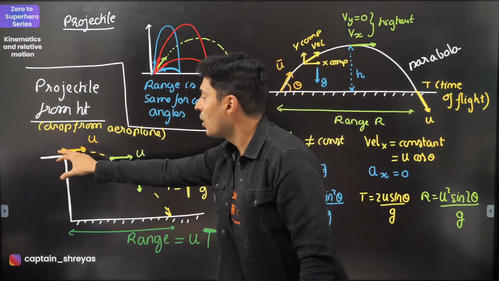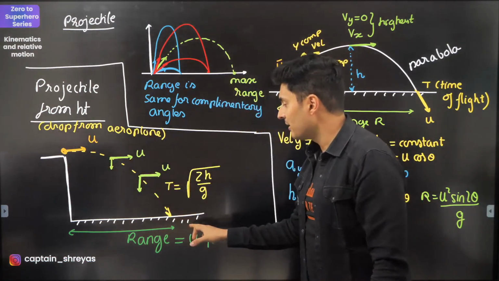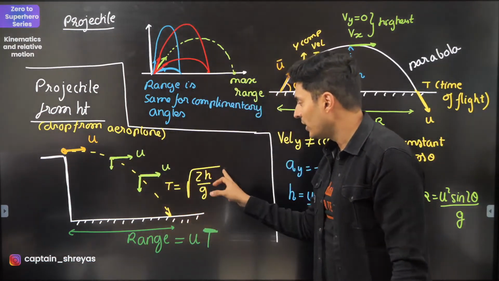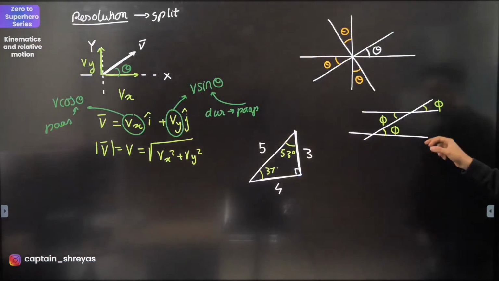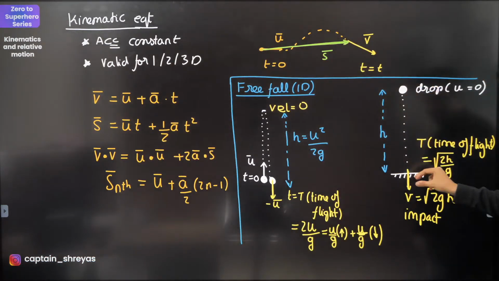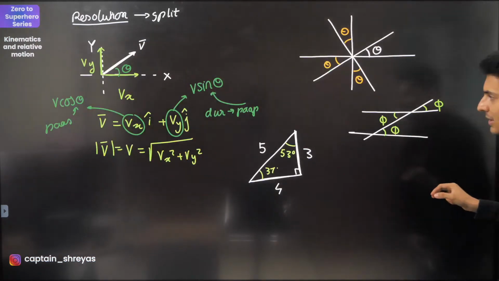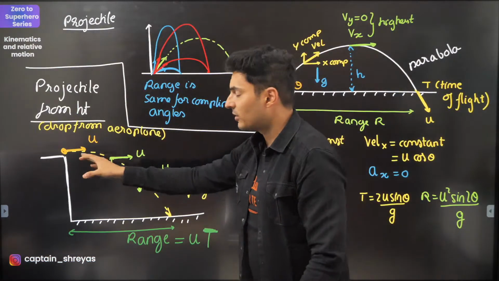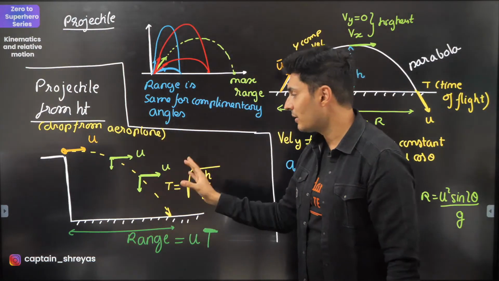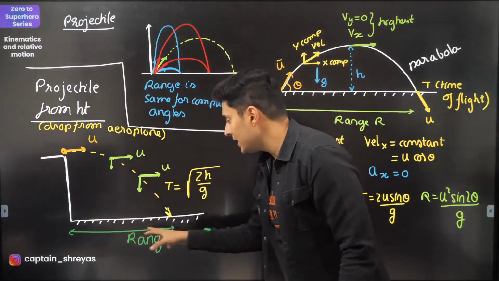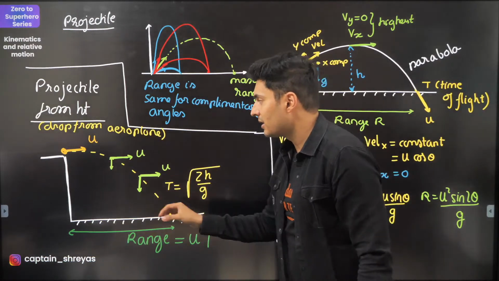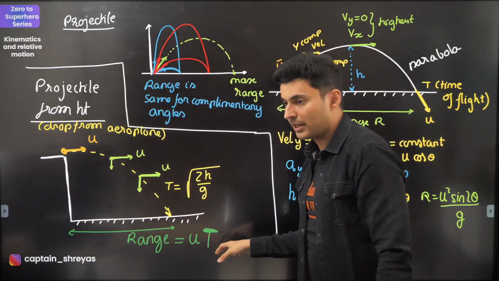There is also one more genre of projectiles where you throw a projectile from some height. If you throw something horizontally and it falls here, the time it takes to fall is exactly the same as when you drop something, which is root of 2h by g. When you drop something, the same time applies when you throw something horizontally from some height h. Range, the horizontal distance, is horizontal speed into time.